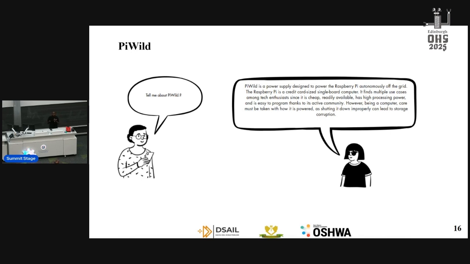But it's a single board computer. Once you deploy it in the field, you need to be careful how you power it, because it's a computer. If, for example, it shuts down because the battery has drained and there's constant writing to the storage, you might corrupt your storage and lose all the data that you had collected. So what we've done is develop a power supply board to power the Raspberry Pi autonomously in the field. With this board, we can power our Raspberry Pi using a battery and solar.